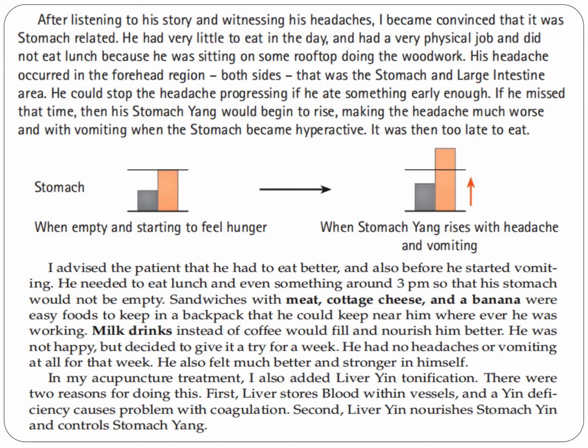He had no headaches or vomiting at all for that week. He also felt much better and stronger in himself. In his acupuncture treatment, the doctor added liver yin tonification. There were two reasons for doing this. First, liver stores blood within vessels, and a yin deficiency causes problems with coagulation. Second, liver yin nourishes the stomach yin and controls stomach yang.